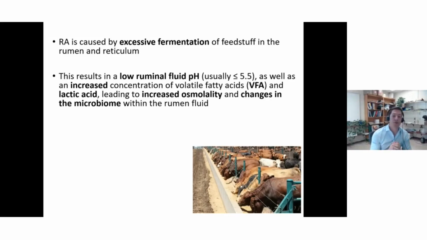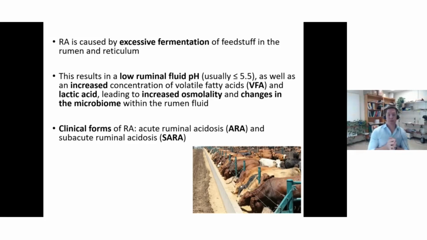This excessive fermentation translates into a drop of the ruminal pH that usually goes lower than 5.5, and that's part of our case definition for when we consider a case of ruminal acidosis, regardless of the form. And not only that, but in this disease there is also an increase of VFAs, the volatile fatty acids. Sometimes the lactic acid will increase as well, especially if we are talking about acute forms of the disease. We're going to see how the osmolarity of that rumen content is also going to go up, and there are going to be several changes when it comes to the microbiome of this rumen fluid.